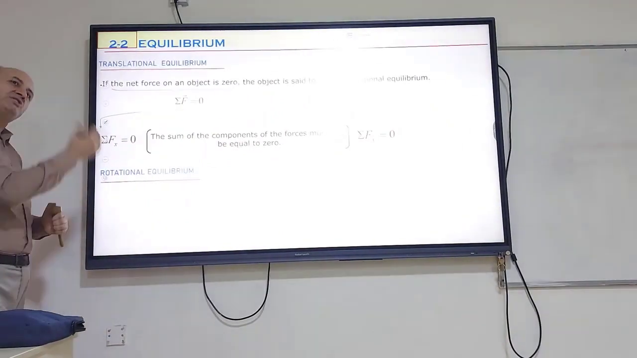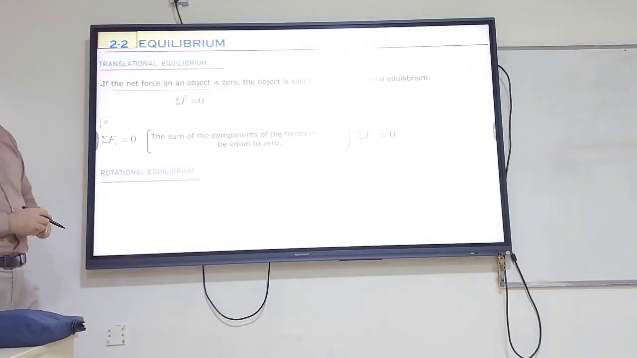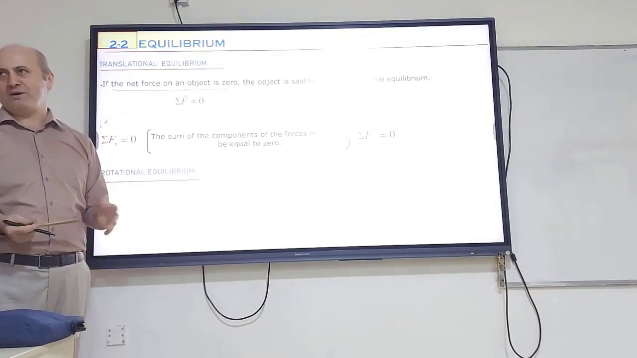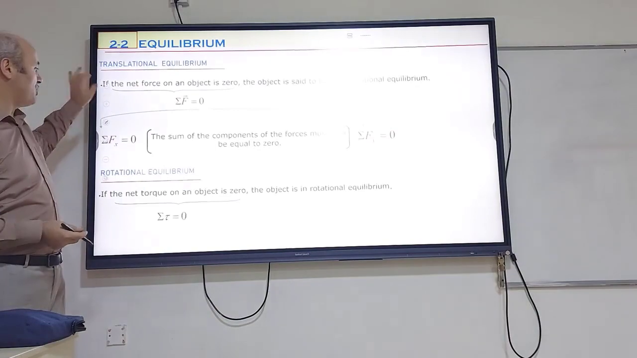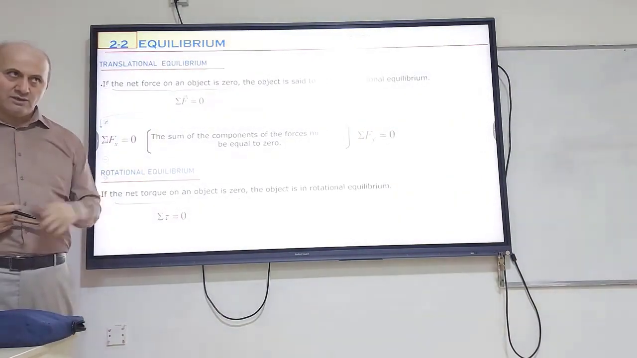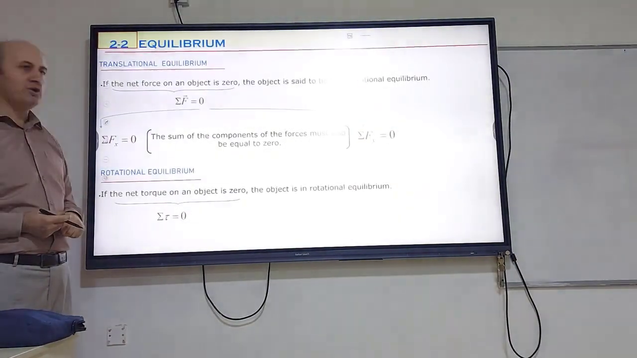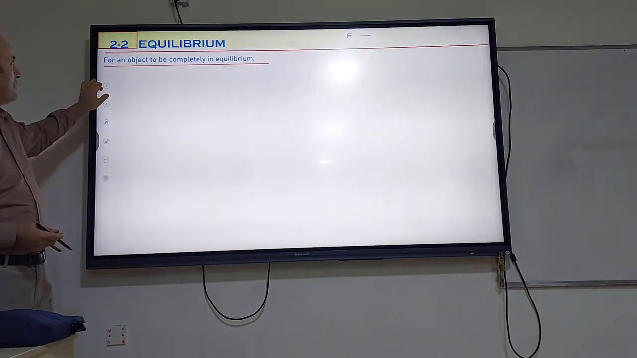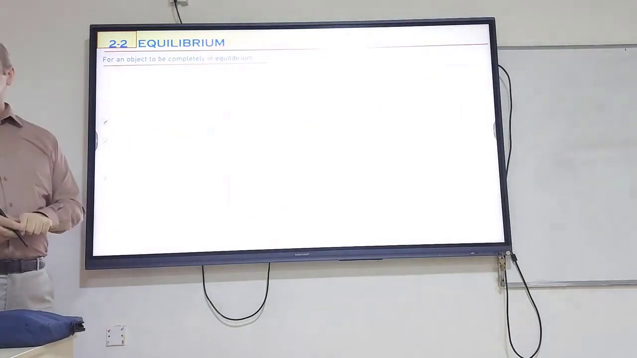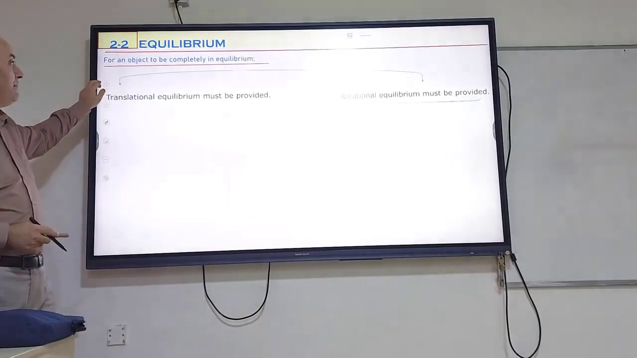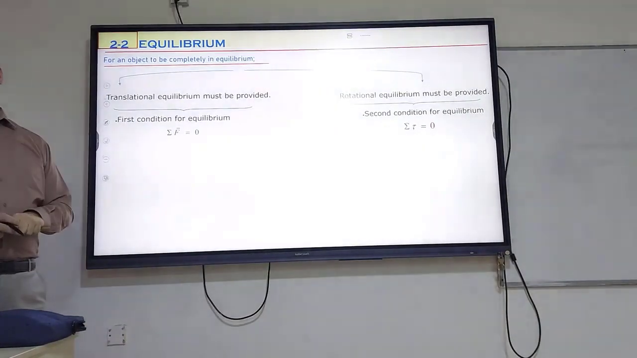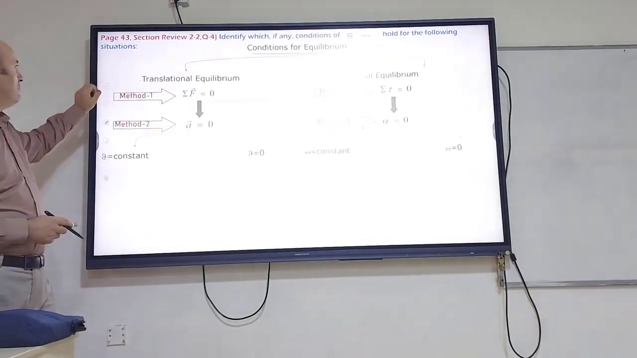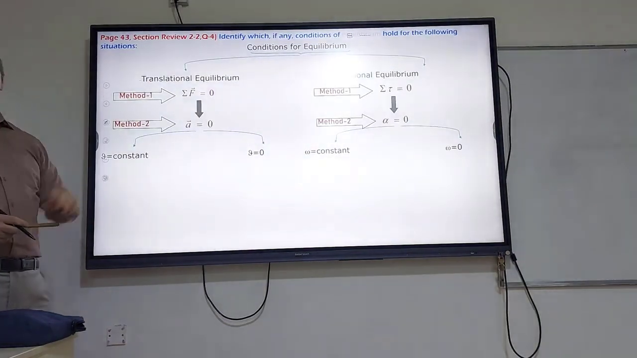But rotational equilibrium is similar to this one. In fact, you can predict it. What is the rotational analog of force? Torque. That's why it must be about torque. The sum of the torques acting on the object must be equal to zero. In this case, we say that rotational equilibrium exists. But if both exist, translational equilibrium and rotational equilibrium, we say that the object is in complete equilibrium. These are the conditions.